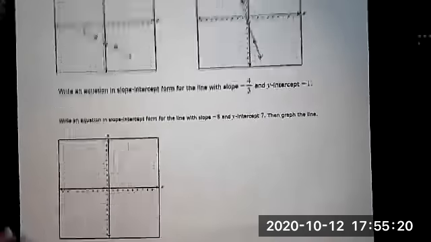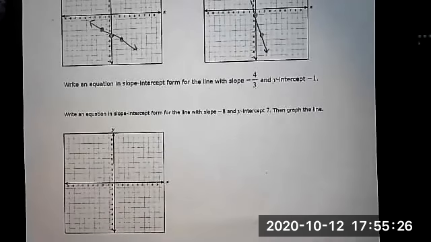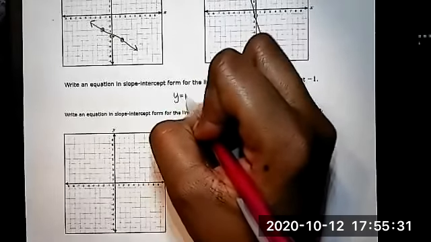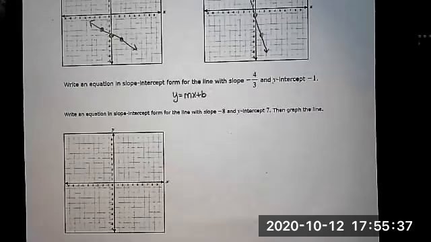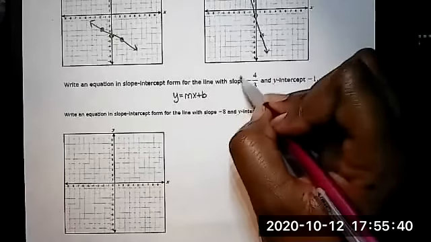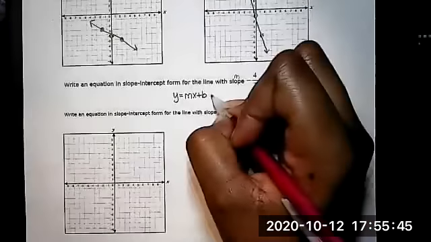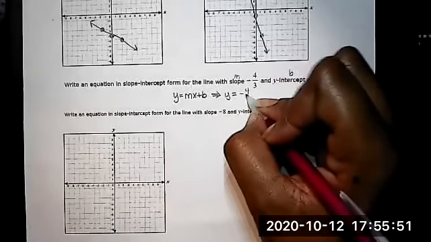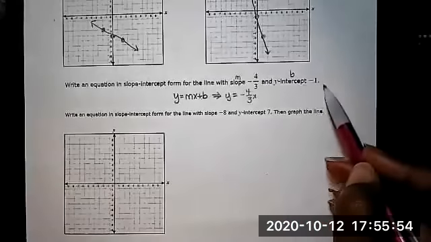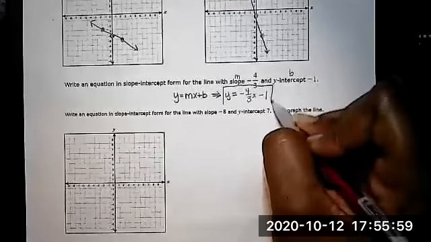So the next question says, write an equation in slope-intercept form for the line with slope of -4/3, y-intercept of -1. Remember, we're writing slope-intercept. Okay? Slope-intercept, y equals mx plus b. M is slope, b is y-intercept. They just want you to put it into the equation. So now this becomes y equals, in place of m, I'm going to put -4/3x and then -1. Okay? That's all they want you to do.